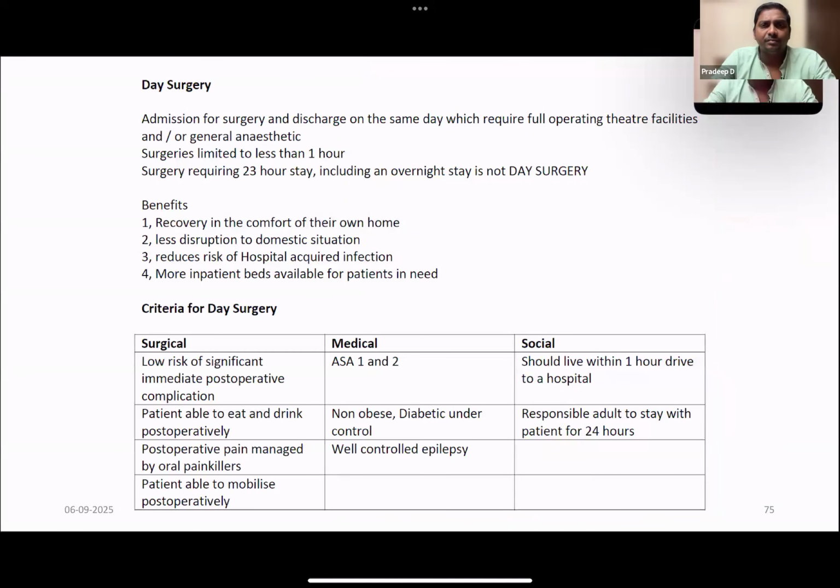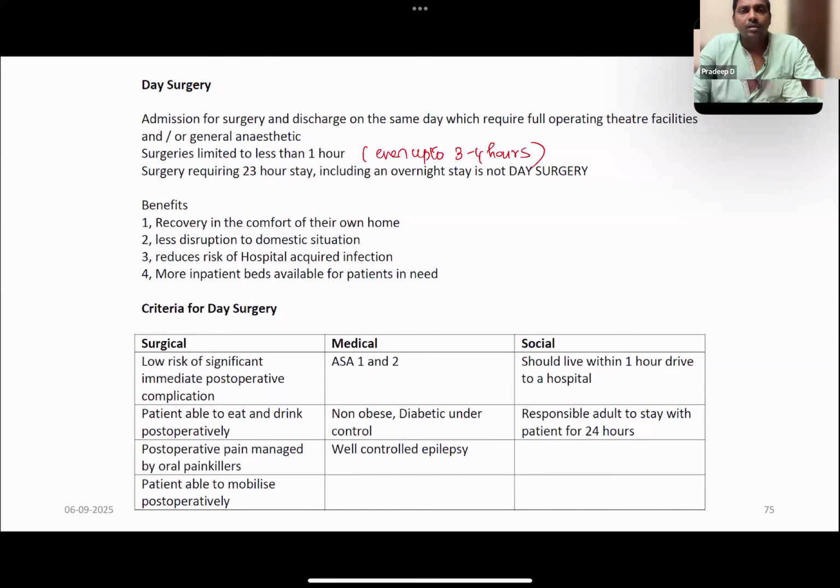Now let's discuss other aspects. What is a day surgery? Day surgery is nothing but surgery requiring a 23-hour stay, right? Admission for surgery and discharge on the same day, wherein you do all anesthesia in the OT facility. Surgery is limited to less than 1 hour, and now in recent times, it includes even up to 3 to 4 hours that can be considered for day surgery. If it includes an overnight stay, it's not day surgery.